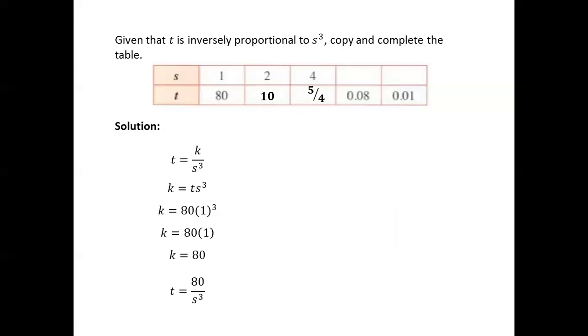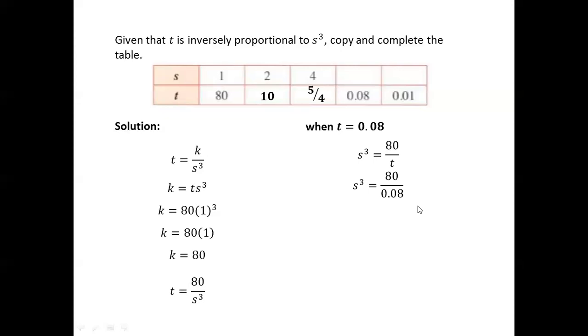Next, here we are asked to determine the value of s when t is equal to 0.08. So I'll be isolating s cubed by manipulating the equation, giving us 80 over t. Substituting 0.08 for t will give us this fraction. If you have your calculator, you can immediately solve this.